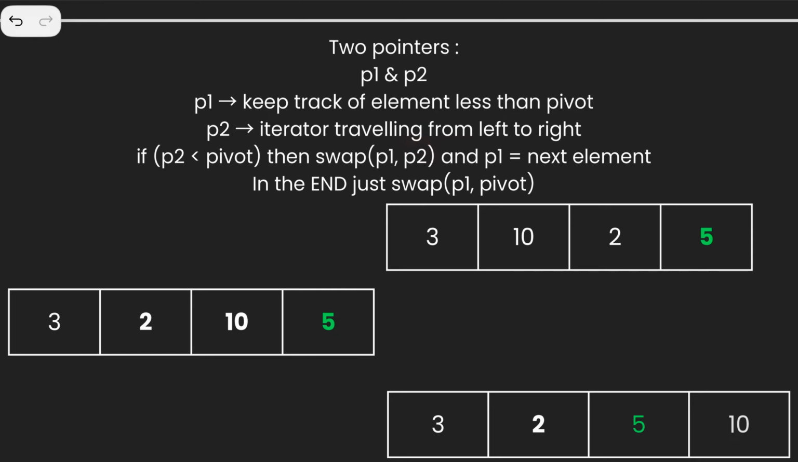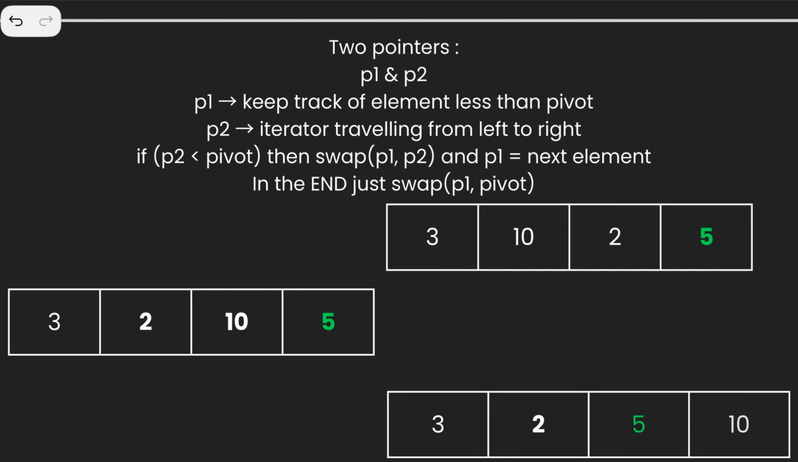Well, P1 keeps the track of all the elements less than our selected element. So P1 will be pointing to the very first element which is greater than our selected element, right? So we need to swap P1 with P2. Why? Because P2 is less than our selected element. We want all the elements which are less than our selected element to the left of it. That's why we are swapping it. And then P1 will be incremented, or P1 will be pointing to the next element. At the end, we are going to swap P1 and our selected element, the pivot element, right? Why? Because P1 will be pointing to the very first element that is greater than our selected element.